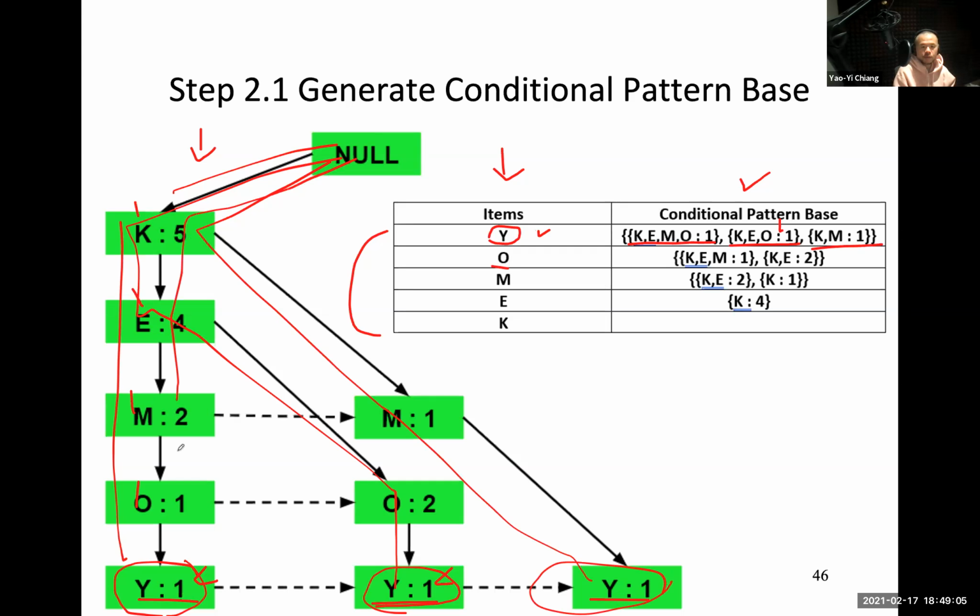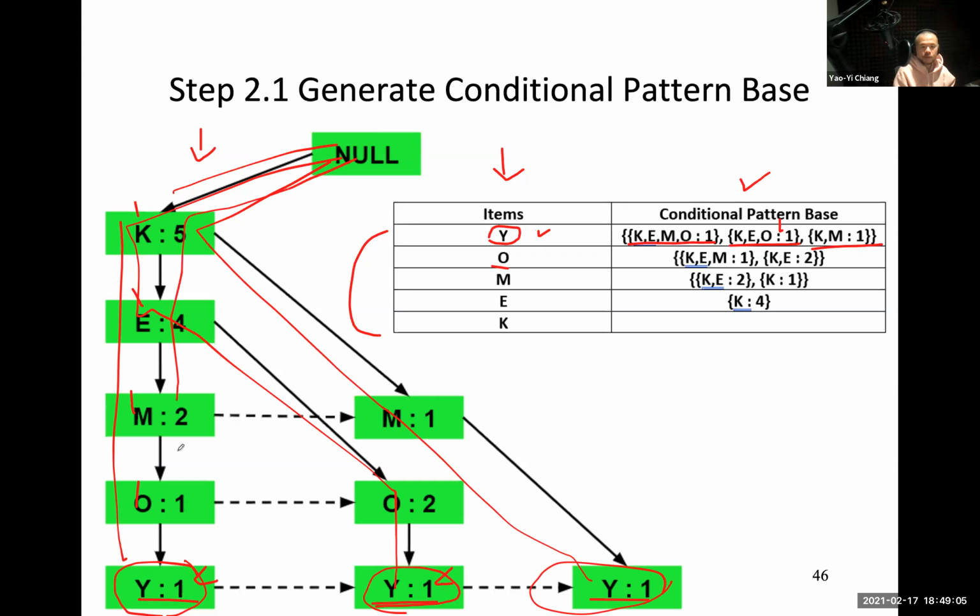M, KEM, so 2, KE, and what else? K to M, so K to M once. E, K to E 4 times, right? Because E has 4. And that's it. We don't count K because it's starting from null. Okay, so this is your conditional pattern base.